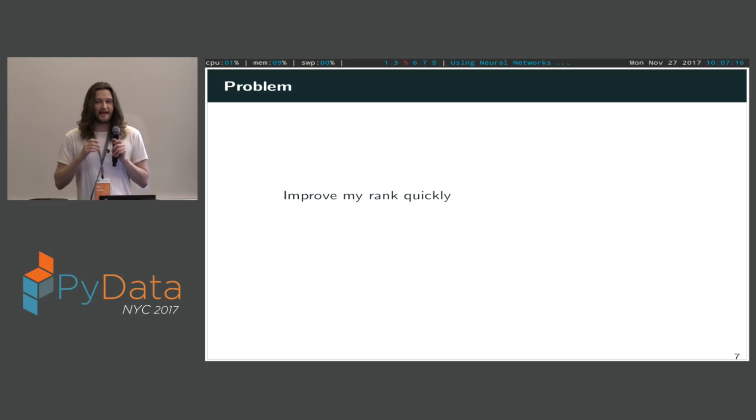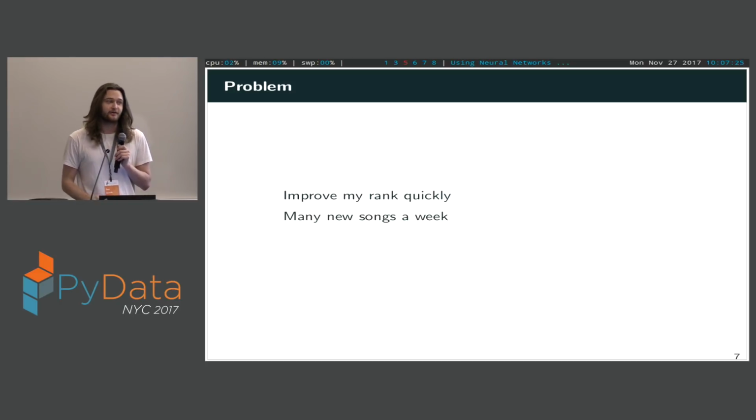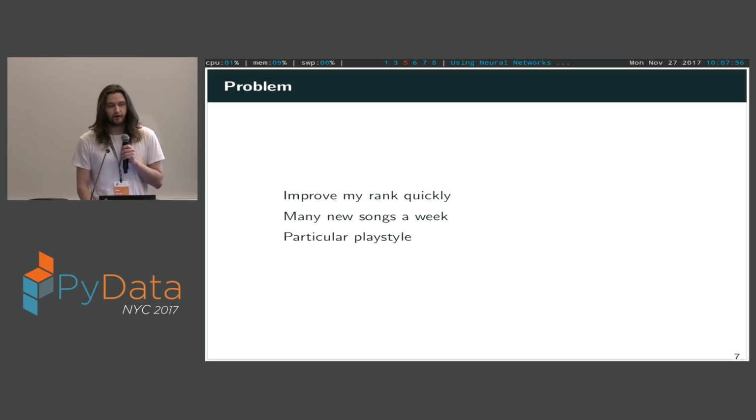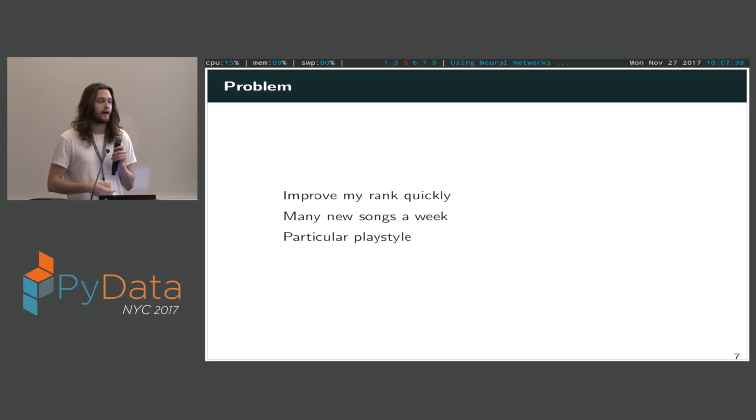To phrase the actual problem, what I wanted to do was improve my rank very quickly. The game gives you points depending on how well you do on songs and how hard they are. There are many new songs being made every week. It's an open source game, and there's a large community of people who create the songs and the layout of the circles. Importantly, though, the songs are of varied difficulties, and different players have different play styles. I have a particular play style, and I find some songs harder or easier than other songs, even if the game objectively ranks them a certain way.